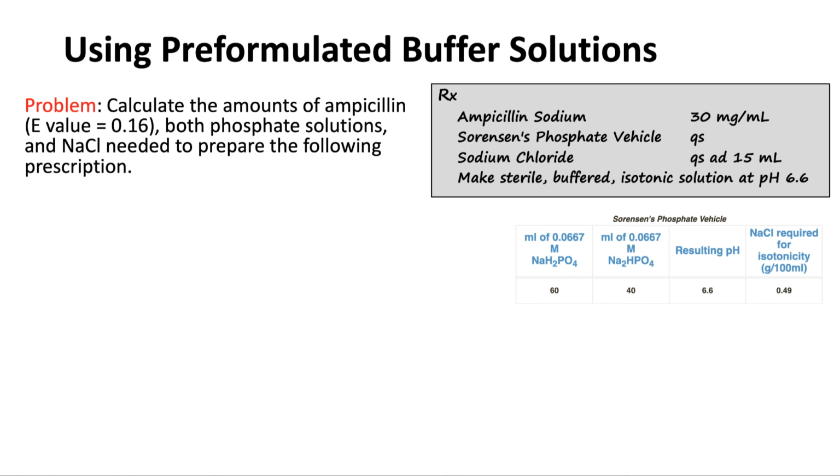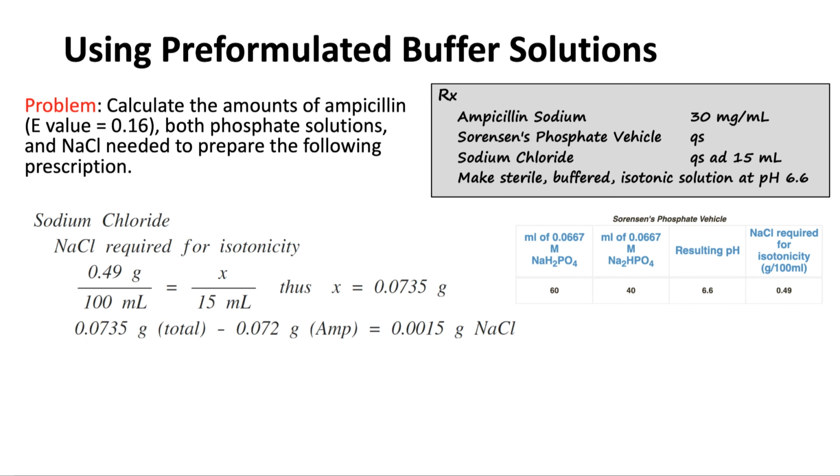We need to look at the value on the right-hand side, and it says the amount of sodium chloride required for isotonicity in grams per 100 milliliters. Essentially, at this pH of 6.6, you need an additional amount on top of the isotonicity being contributed by the two different phosphate buffer solutions, which you still need to add, and that is 0.49 grams of sodium chloride per 100 milliliters. So it's telling you the additional sodium chloride to add so that the final solution is isotonic.